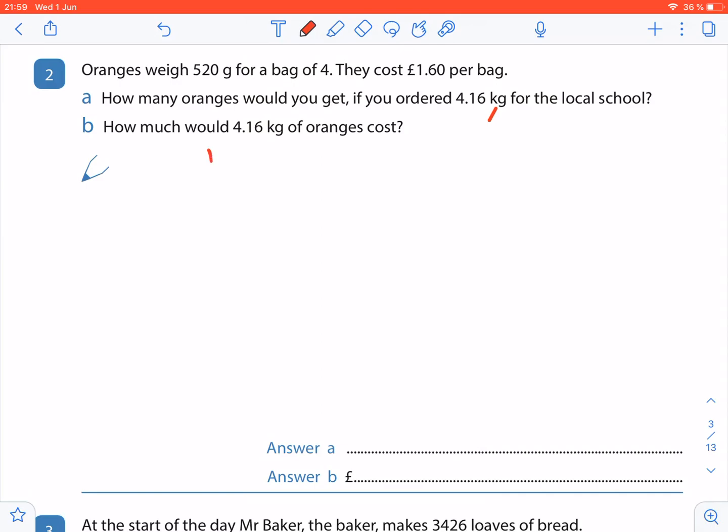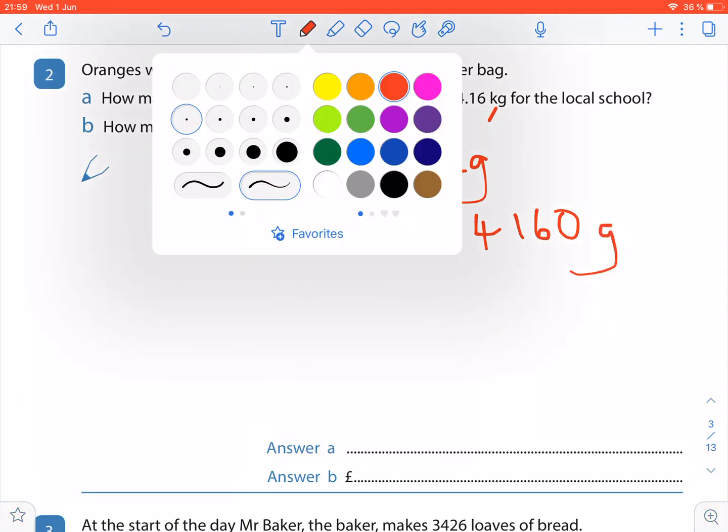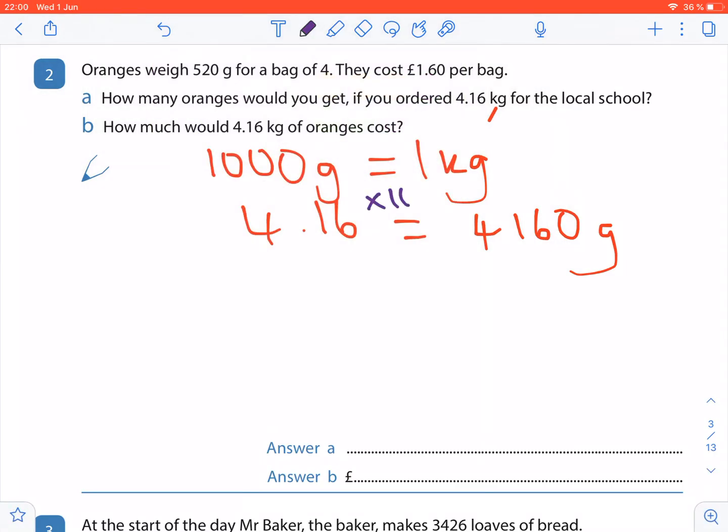Okay, first of all, we need to use the fact that 1,000 grams is 1 kilogram. So 4.16 must equal 4,160 grams. So we've just multiplied this by 1,000. Okay, and so remember, when you're multiplying by 1,000, and if you really get stuck, use your place value holders.